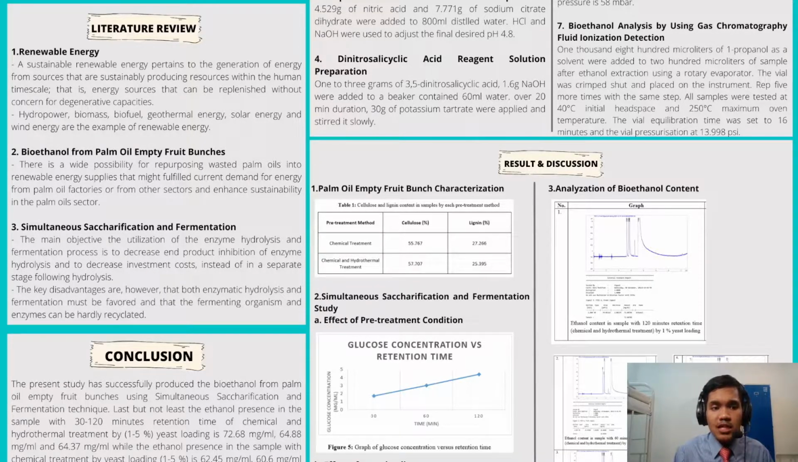Thirdly, simultaneous saccharification and fermentation. The main objective of utilizing enzyme hydrolysis and fermentation together is to decrease end product inhibition of enzyme hydrolysis and to decrease investment costs, instead of using a separate stage following hydrolysis. The key disadvantages are, however, that both enzymatic hydrolysis and fermentation must be favored, and that the fermenting organism and enzyme can hardly be recycled.